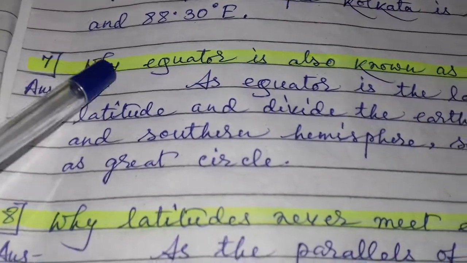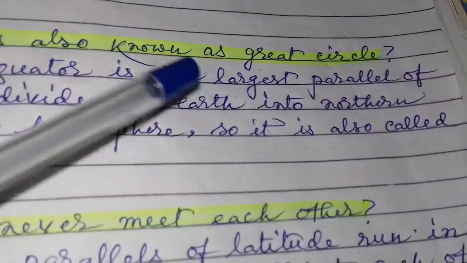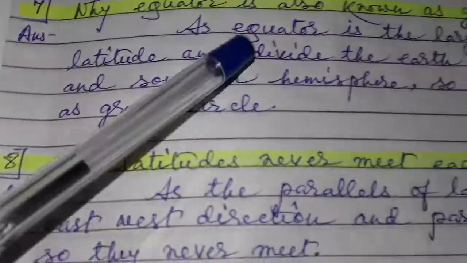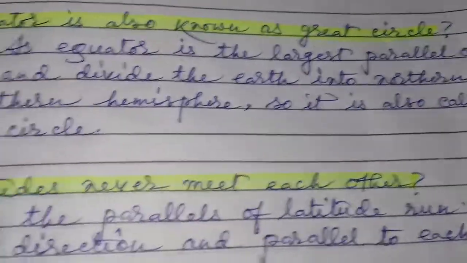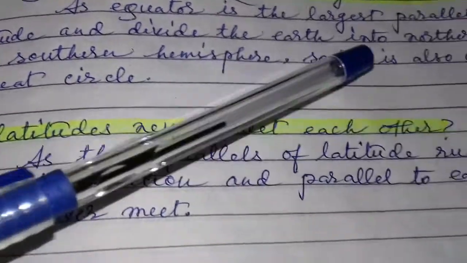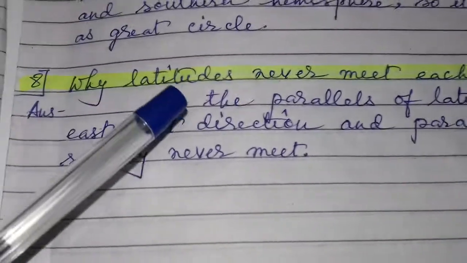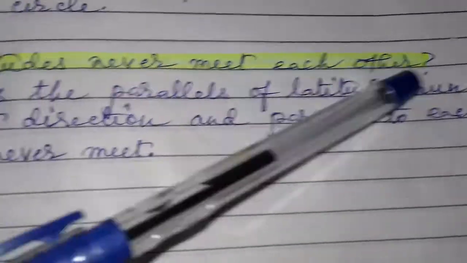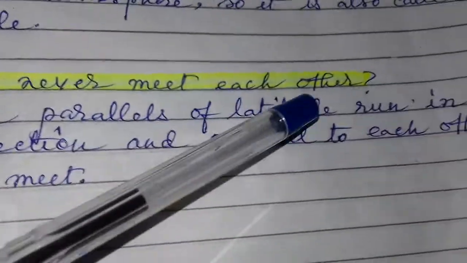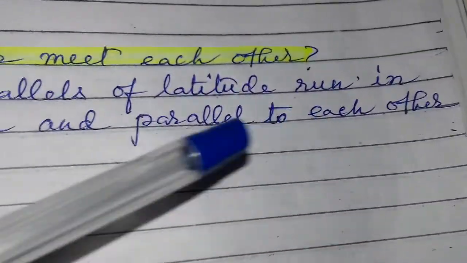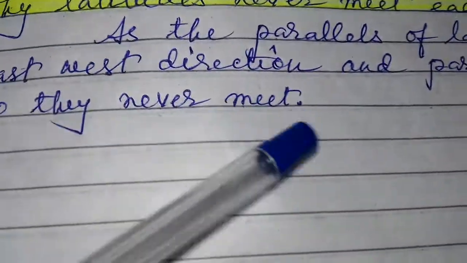Next question. Why is the equator also known as the great circle? As the equator is the largest parallel of latitude and divides the earth into northern and southern hemispheres, it is also called the great circle. Question 8. Why do latitudes never meet each other? As the parallels of latitude run in east-west direction and parallel to each other, they never meet.